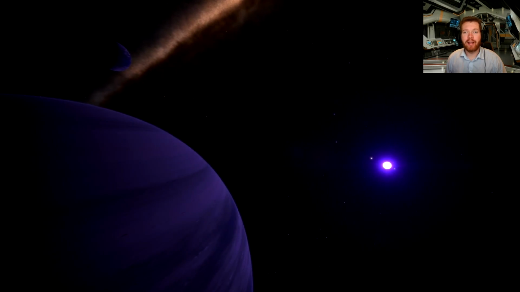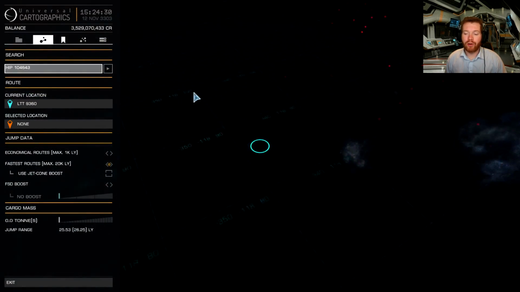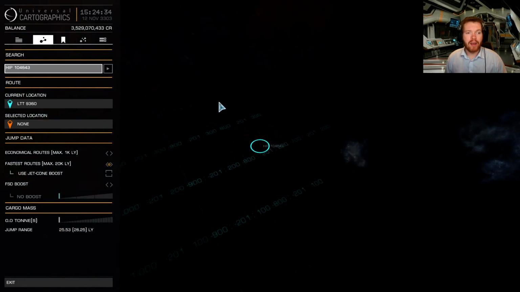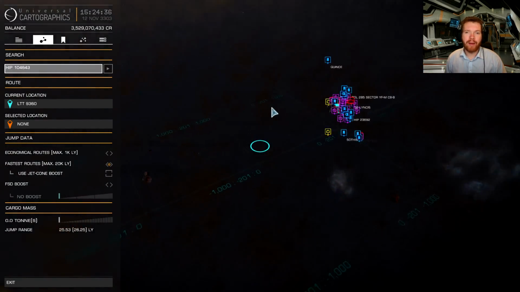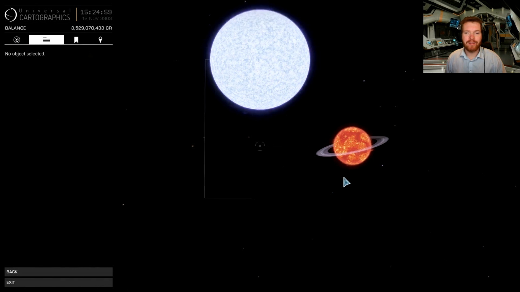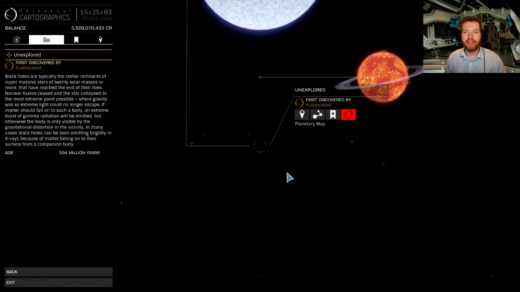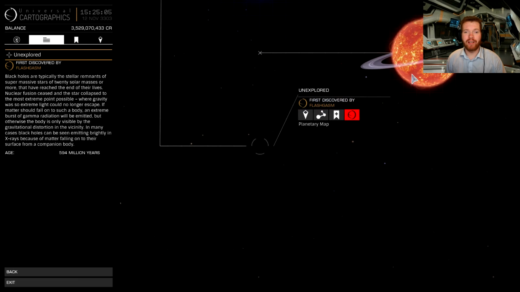But the system that I'm going to showcase today is called HIP 104643. And if we open up the system map, we can see here that the system is quite remarkable. Not only does it have a black hole, it also has a star with rings around it.